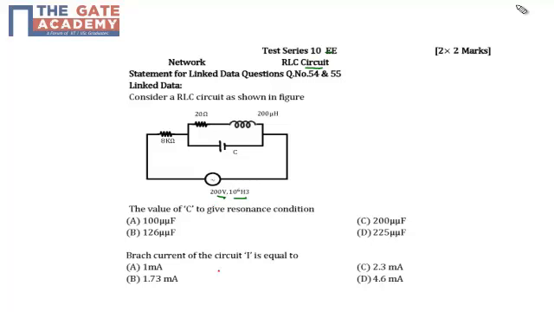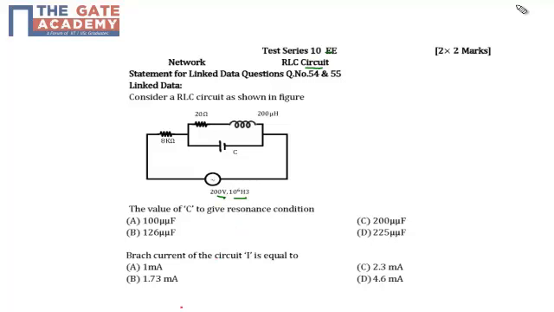The question says that in the first part, find out the value of C under the resonance condition. If this tuned network is in resonance, then find out the capacitor C. In the second part, we need to find the supply current IT. So first see the first part, in which we need to find out the value of capacitor C.